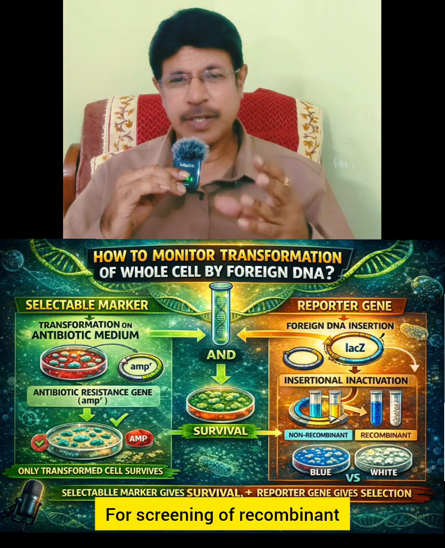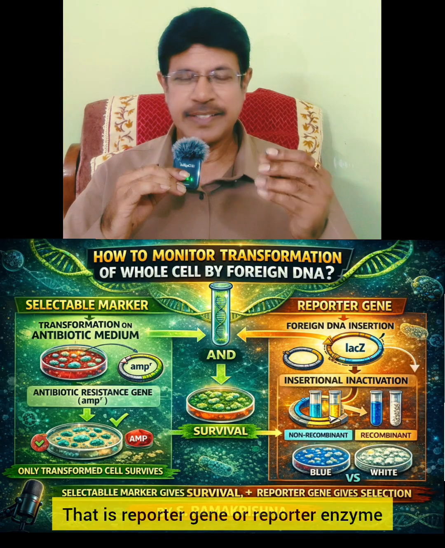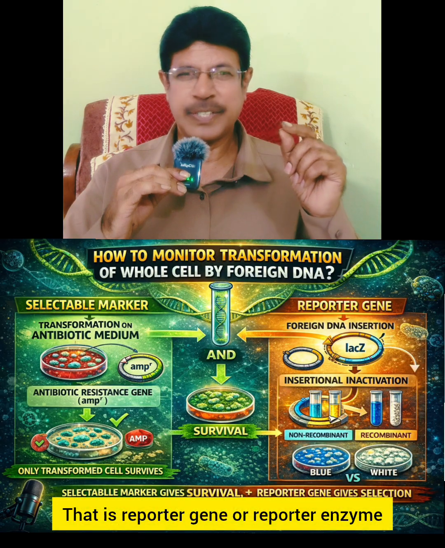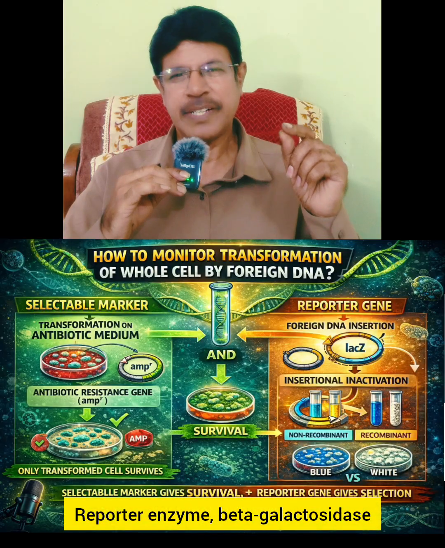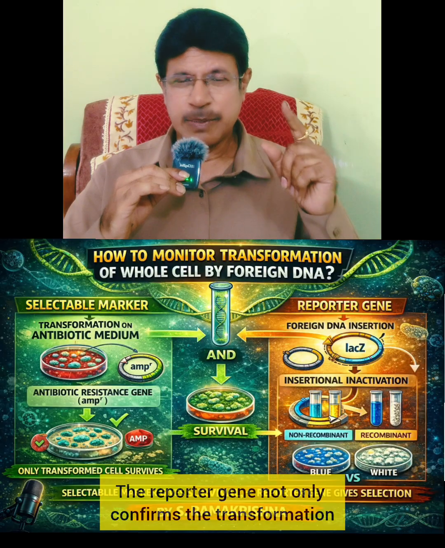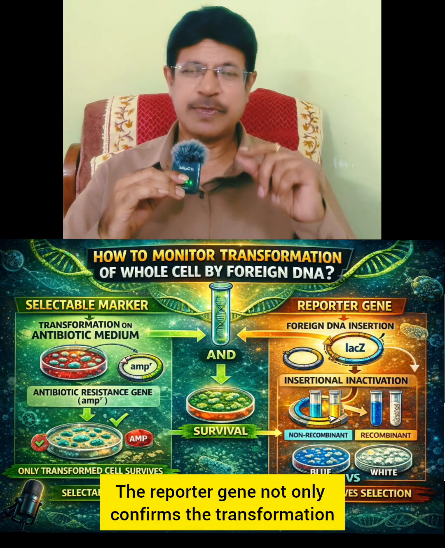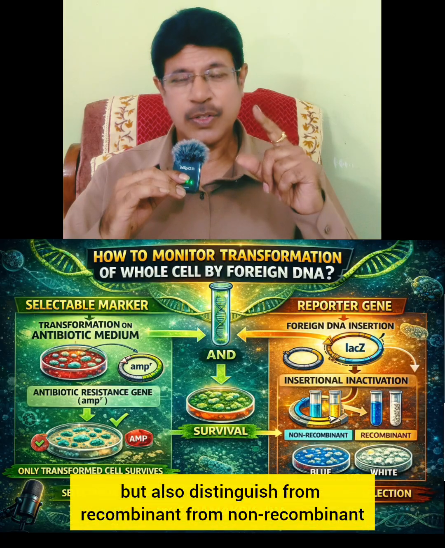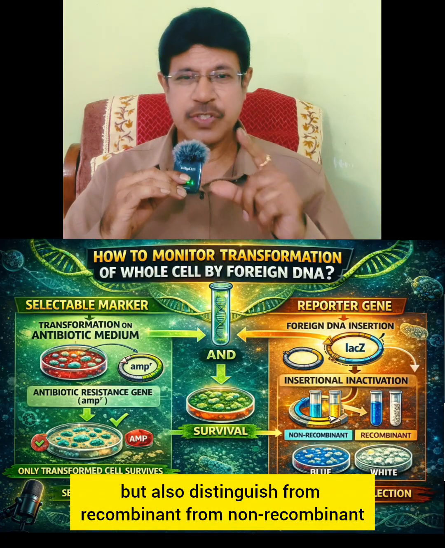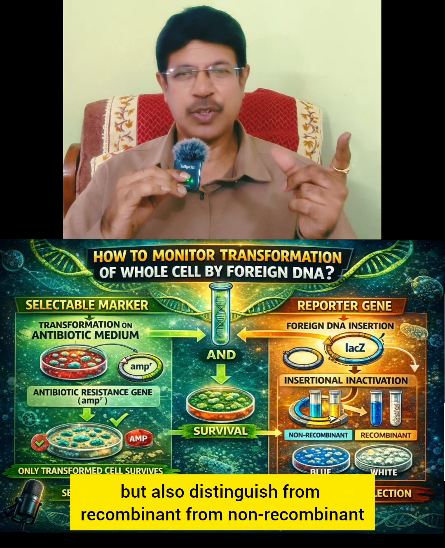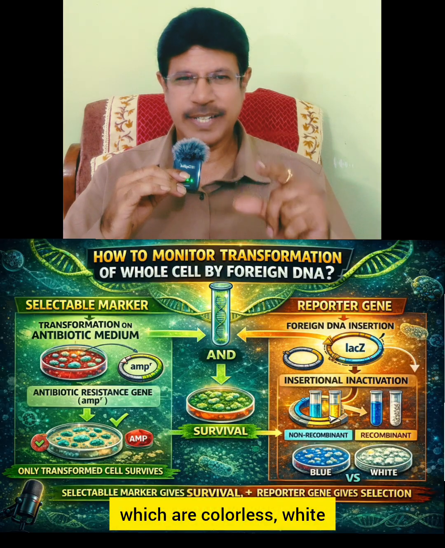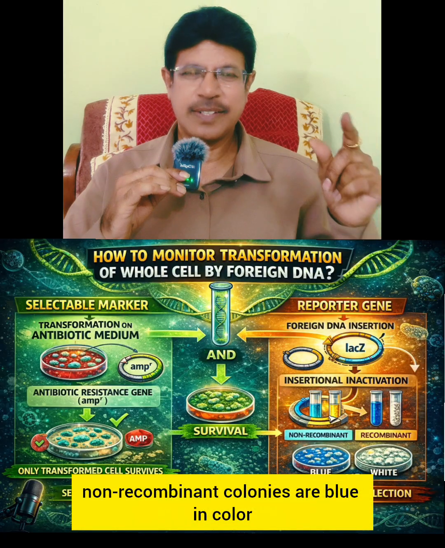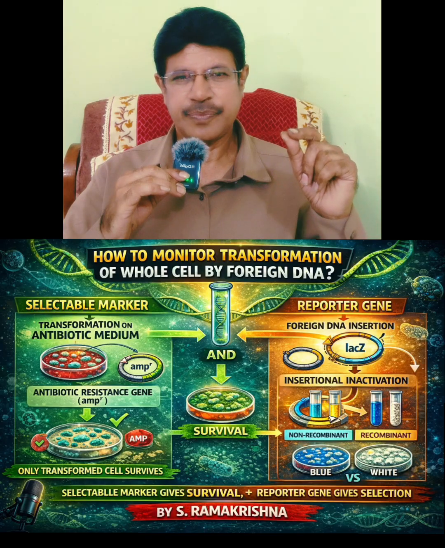For screening of recombinants, what is required? That is the reporter gene or reporter enzyme. Reporter gene, lacZ gene, reporter enzyme, beta galactosidase. The reporter gene not only confirms the transformation, but also distinguishes recombinant from non-recombinant. Because recombinant colonies are colorless white, non-recombinant colonies are blue in color.